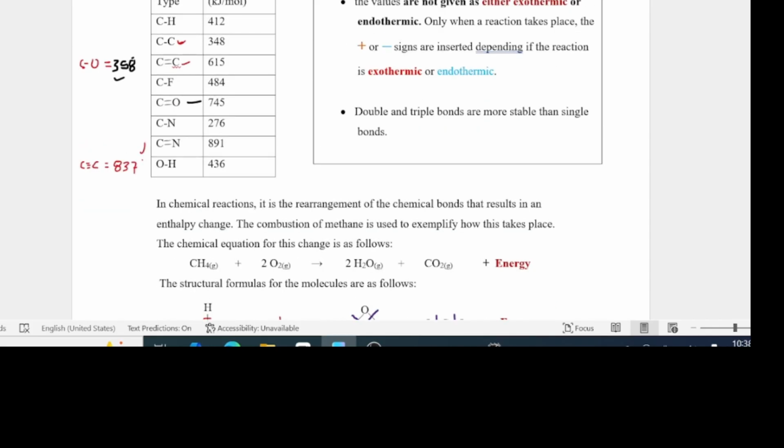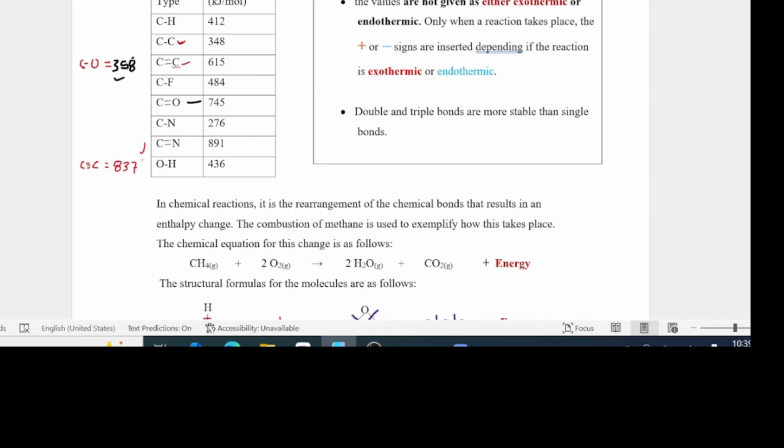Secondly, you can notice that double and triple bonds are more stable than single bonds. If you look at a carbon-carbon single bond, recall that it's only a sigma bond that's present. Look at what is happening in a carbon-carbon double bond. It's much higher than this one here. That's because now there is a pi bond in addition to that sigma bond. And again, a carbon-carbon triple bond is even higher than the double bond because of the extra pi bond that's present.